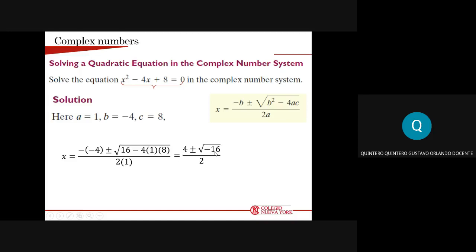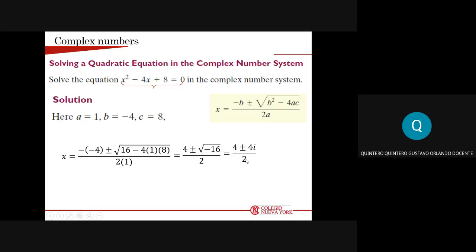So now we have a problem. Now we have a negative number inside a root. But we learned in the past that we can take out that negative with the help of our imaginary unit. If we do that, we know that the square root of negative 16 will be 4i. This is the square root of negative 16, 4i. And we know that root can be positive and negative. So we have our positive and negative.